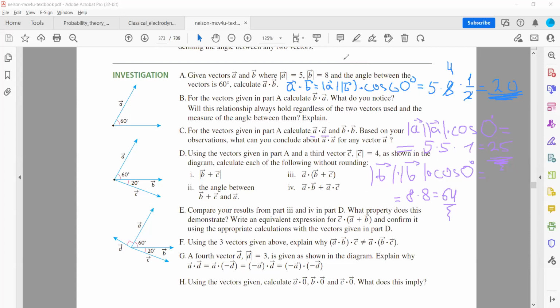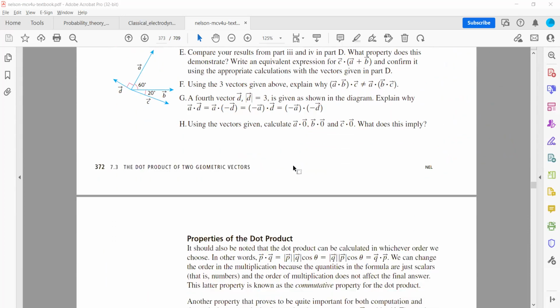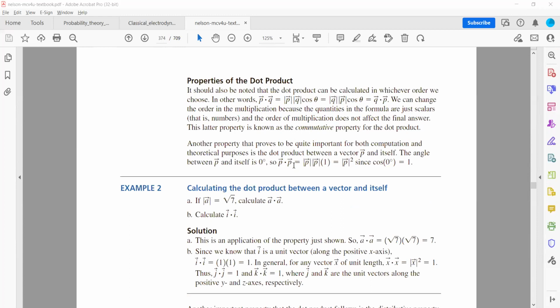Rest of the examples for this particular task, I would like you to solve on your own. So please refer to this page. If you have any questions, feel free to contact me anytime.